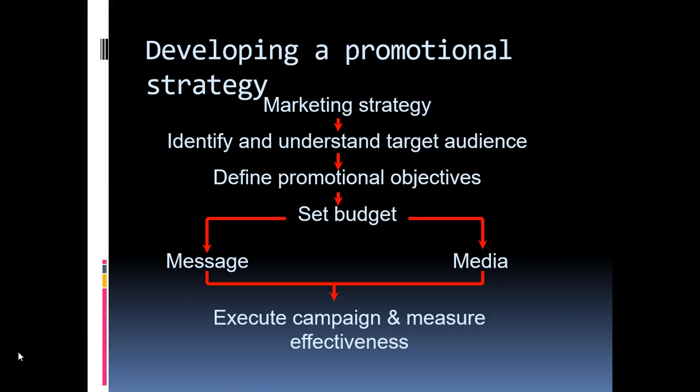Now, on the schematic, you can see it says set budget. And as I said in the lecture, sometimes, depending on the nature of the approach to budget that we're using, so if it's objective and task, it may be that this comes actually down here at the bottom rather than before the message and media. Because if it's objective and task, it might be that we have to research and calculate the costs of the media that we want to use before we can determine what our budget is. So the position of this step, either whether it's here or here, is dependent on the nature of the budgeting approach that we're using.